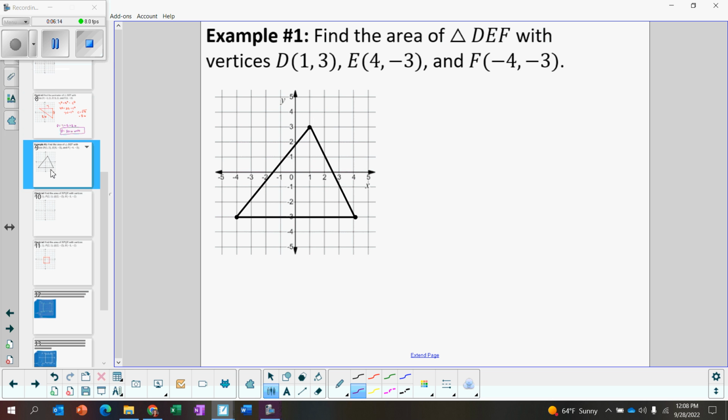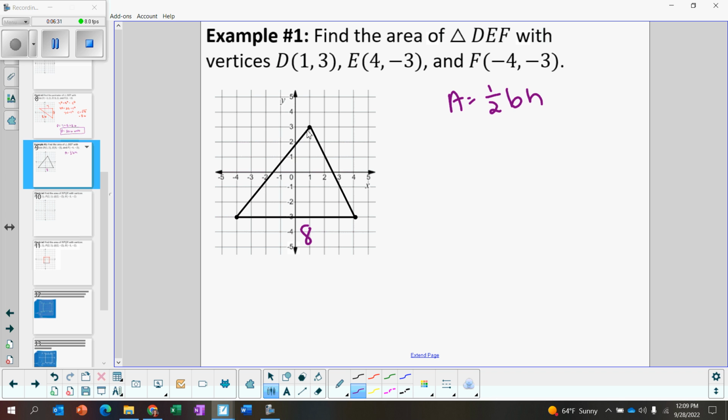In the next example, we want to find the area of triangle DEF. So area, we know, is 1/2 base times height. So the base here, I can count. We have 1, 2, 3, 4, 5, 6, 7, 8.